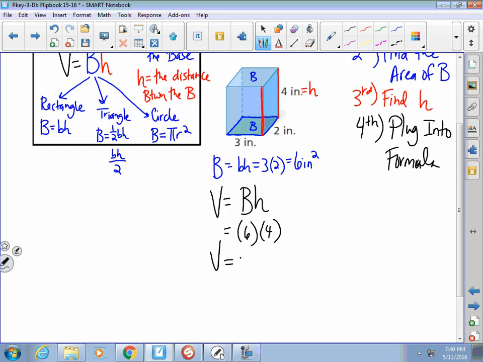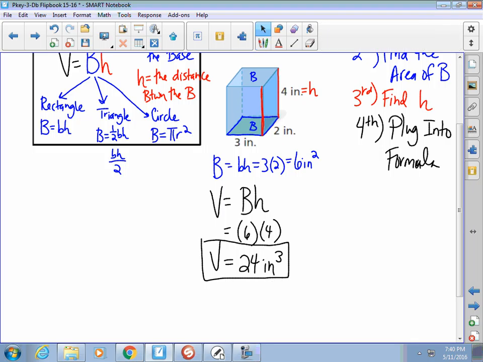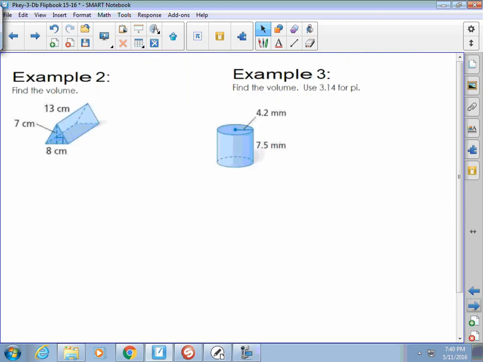So this volume is 24 inches, and now we do cube. When we're dealing with volume, we cube our units. Okay, 24 inches cubed. All right, so that takes care of example 1. So let's go ahead and go to example 2.